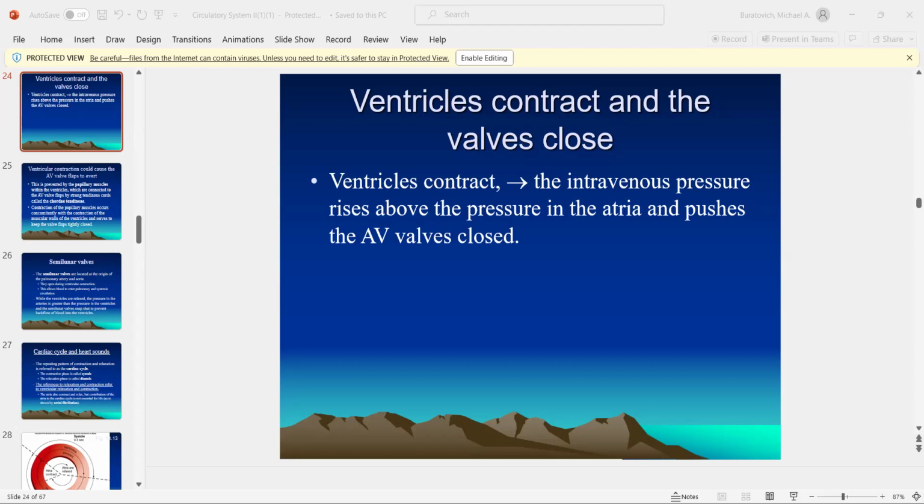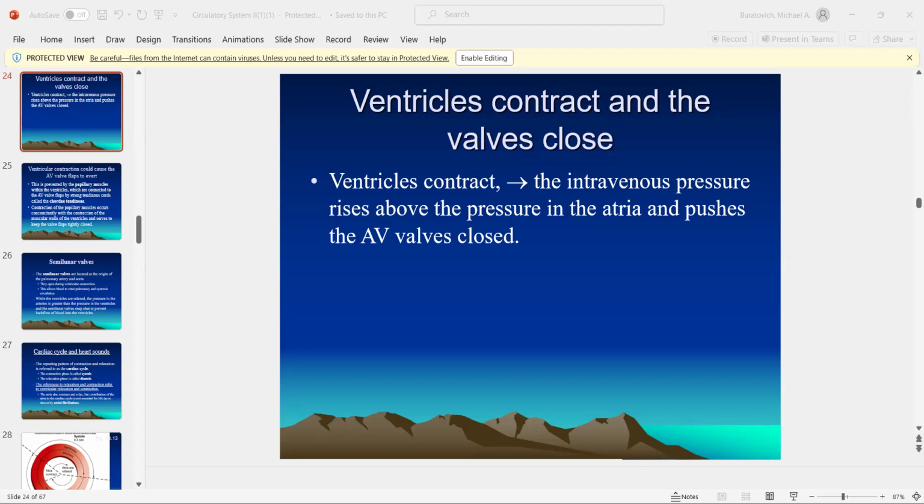So that lub, that's the closing of the valves. It's usually thought that the closing of the valves causes a sound. Most cardiologists and cardiophysiologists think it's the pressure wave set up by the closing of the valve. Whether you think it's a pressure wave or the valves actually whacking together, either way, closing causes a sound. Closing of the semilunar valves causes that second sound.